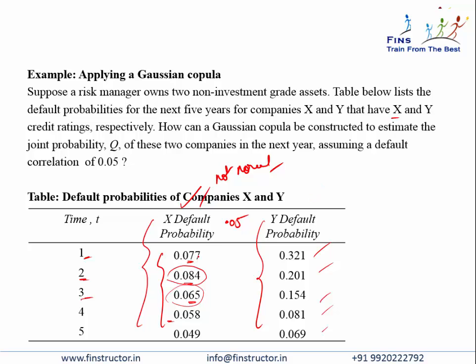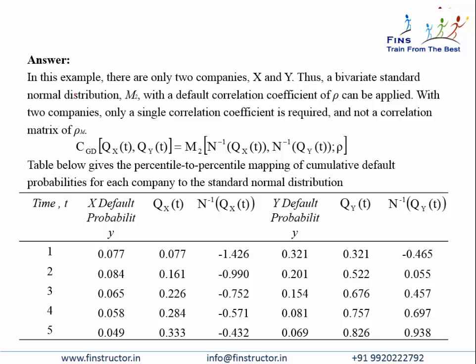We will convert the cumulative probabilities and make sure that in the normal distribution also the 5th percentile value and the 10th percentile value are the same, so that we get the same approximate normal distribution. In this example, there are two companies X and Y, so we need a bivariate normal distribution at the end, and the default correlation of rho, which is given to be 0.05, can be applied. It's only two companies, only two variables, so only one correlation coefficient is needed. We don't need n into n correlations, and the correlation matrix will not be needed.